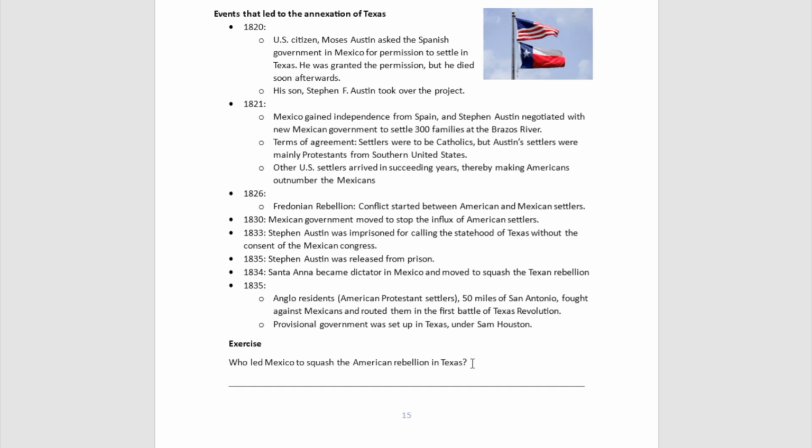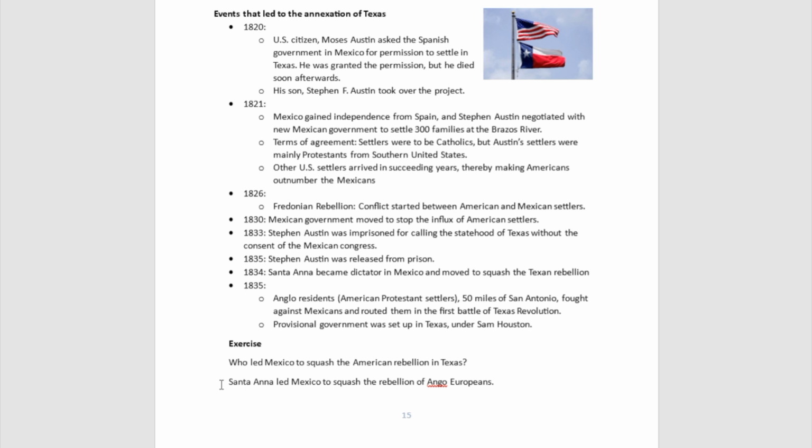All right. So let's answer this question over here just to remember a few facts about it. Who led Mexico to squash the American rebellion in Texas? Well, you can remember General Santa Anna, okay, led Mexico to squash the rebellion of Anglo-Europeans, okay, and he was successfully able to do that.